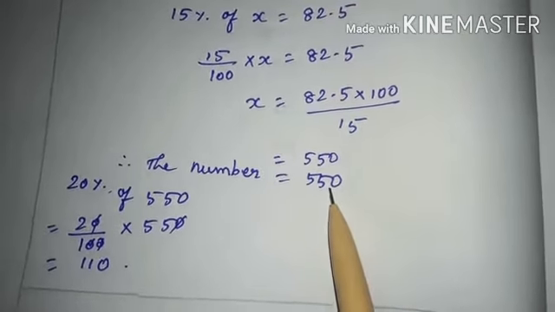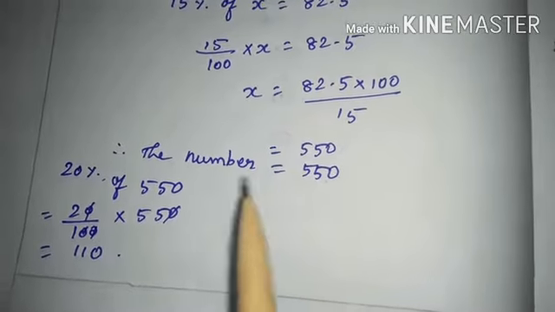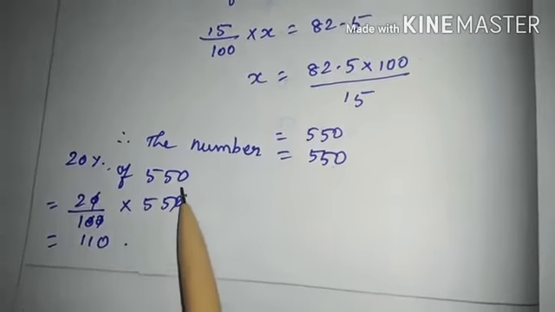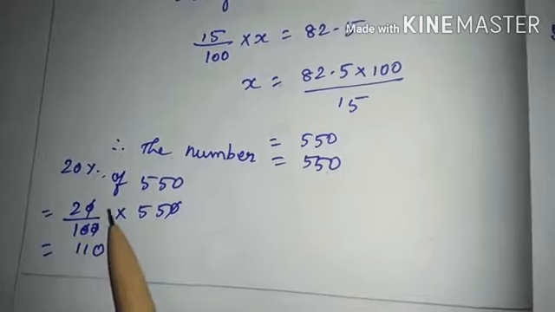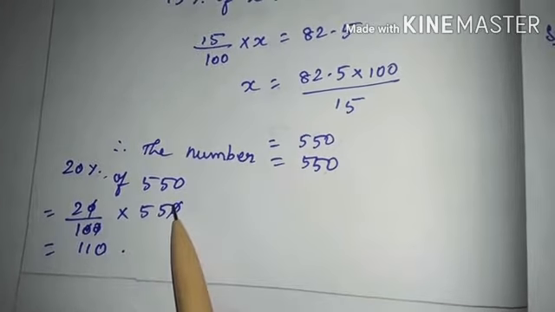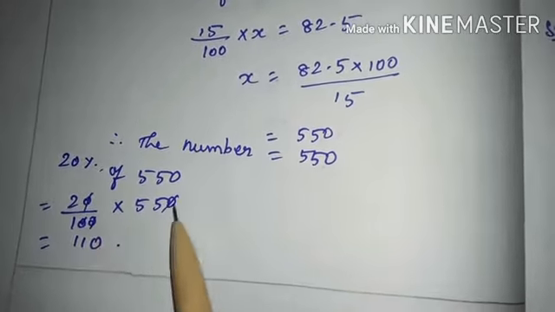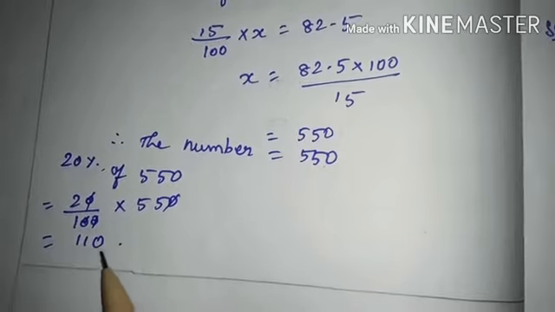For this number, you have to find out the 20%. That is 20% of 550, which is equal to 20 by 100 into 550. After cancelling the zeros, we get the answer as 110.